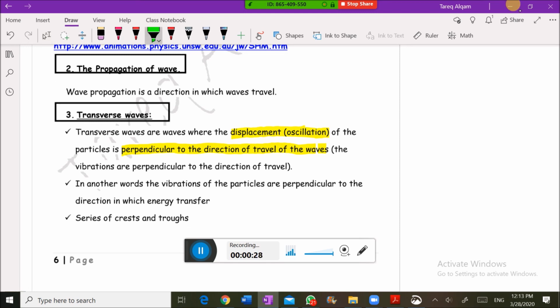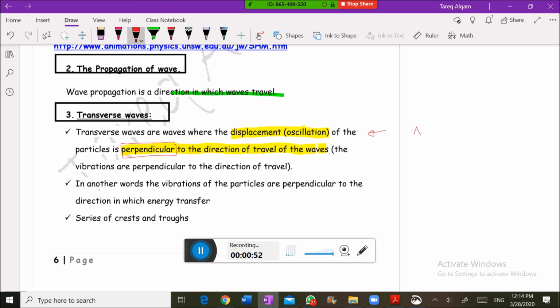Propagation of waves means the direction in which the wave travels. You propagate right or left, no matter. Transverse wave, which you are familiar with as a concept. The transverse waves are waves where the displacement or the oscillation is perpendicular to the direction of travel.